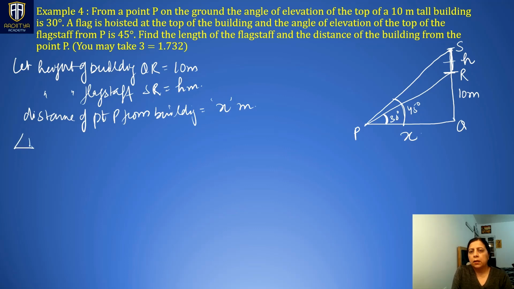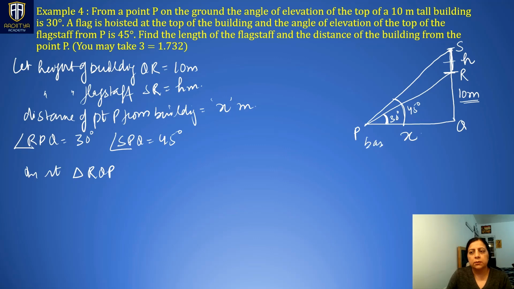Now angle RPQ is 30 degrees, which is the angle of elevation of the top of the building, and angle SPQ is 45 degrees, which is the angle of elevation of the flagstaff. Now here we have to work in two triangles. So in the first triangle, in right triangle RQP, we can find x. You can see that this is known to us. This is the angle of elevation, so this has to be the base. This is the perpendicular. So in this triangle, we cannot go for the height of the flagstaff.